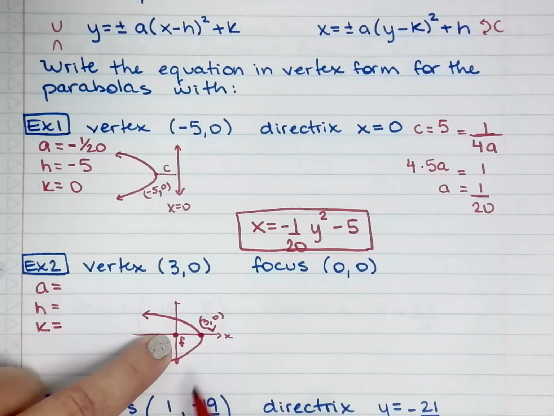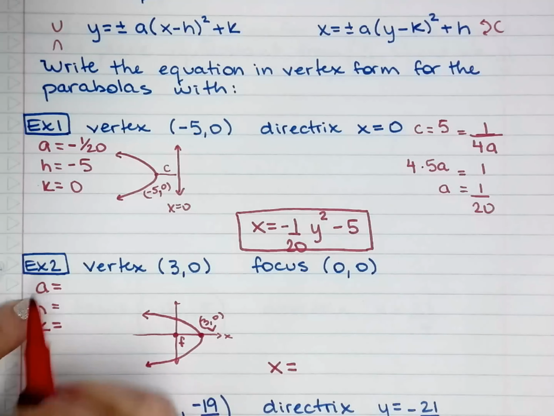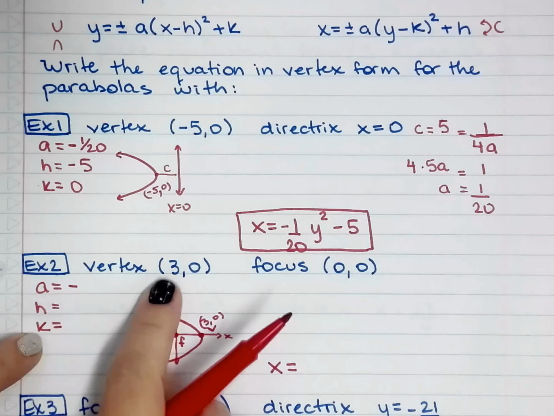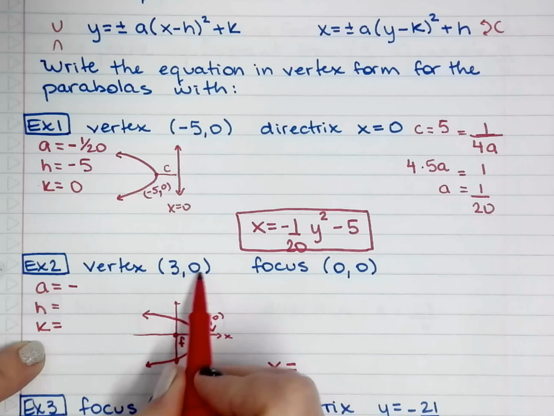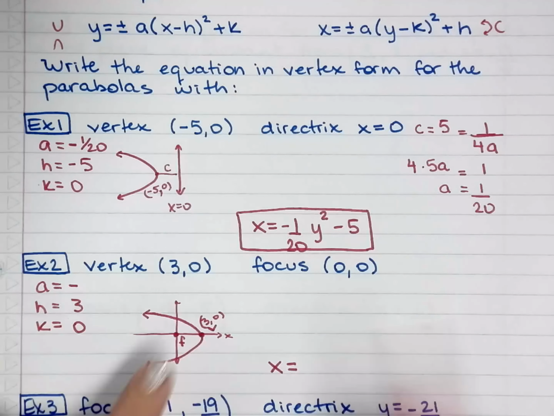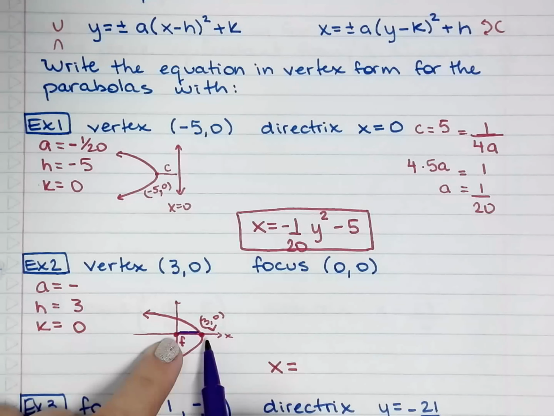So when I made that decision, I know I will end up with an x equals parabola. And because this opens to the left, a is negative. Okay? I got lucky because they gave me the vertex, and that's h and k. So h and k. All right. I need to decide the length or the distance from the focus to the vertex. So if the focus is at 0, 0, the vertex is at 3. So c is 3.